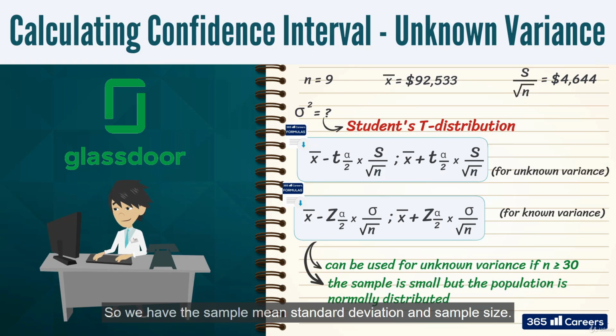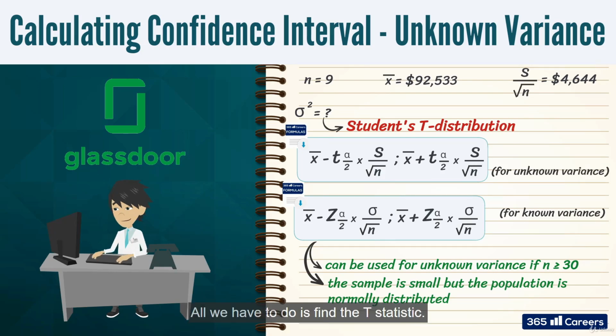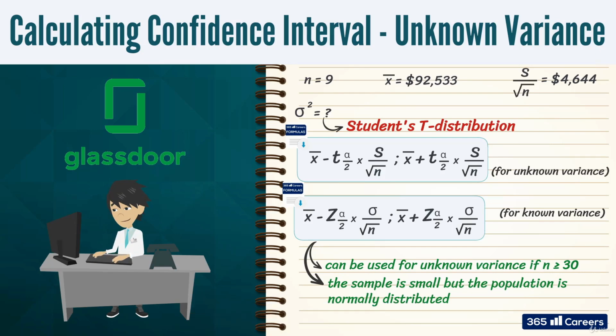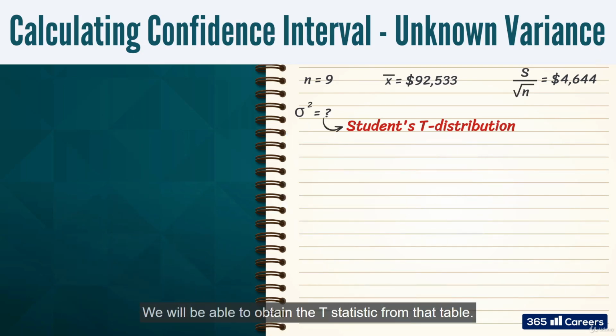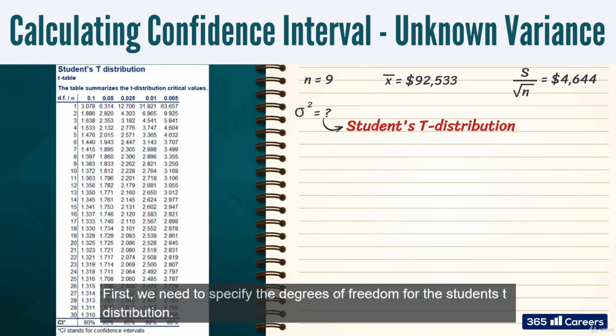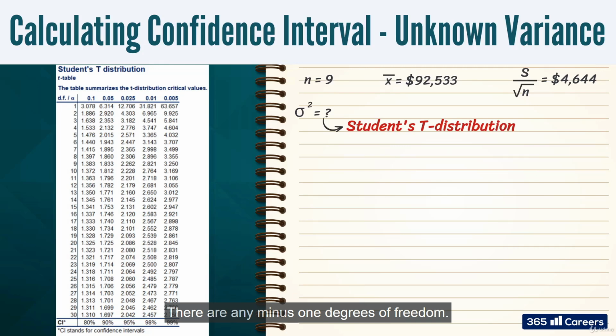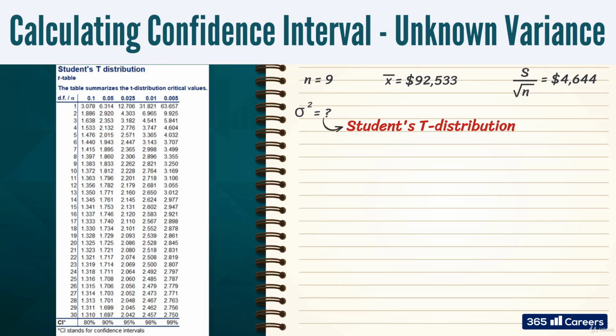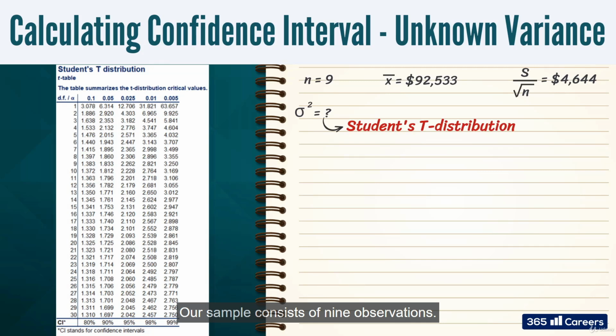All right, so we have the sample mean, standard deviation, and sample size. All we have to do is find the t-statistic. We will be able to obtain the t-statistic from the t-table. First, we need to specify the degrees of freedom. For the student's t-distribution, there are n-1 degrees of freedom. Our sample consists of 9 observations, so we have 8 degrees of freedom.